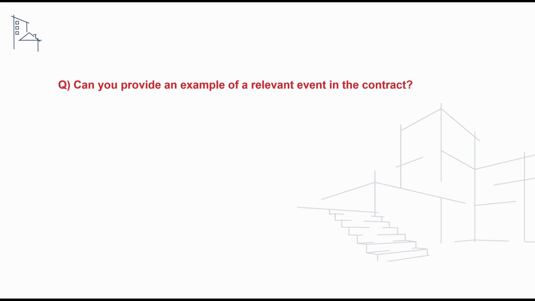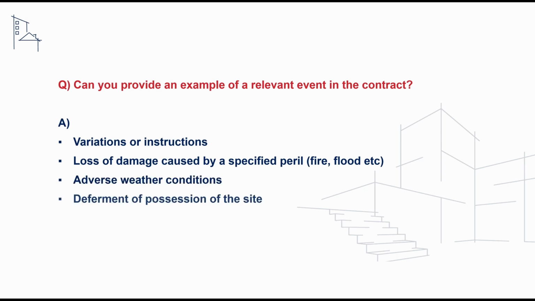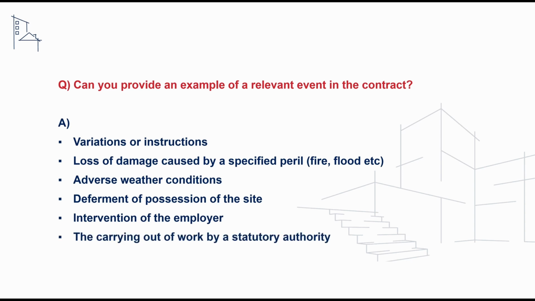We may then be asked a follow-on question asking us to provide some examples of a relevant event in the contract, and to address this we could reference first of all any variations or instructions, loss of damage caused by a specified peril, for example fire or flooding, any adverse weather conditions, deferment of possession of the site, intervention by the employer, or the carrying out of works by a statutory authority.